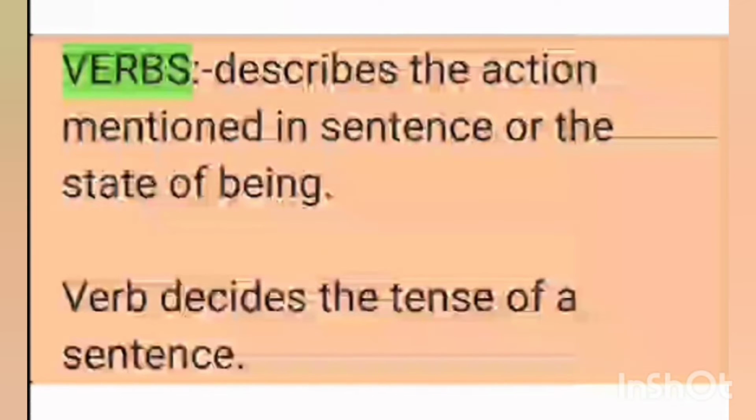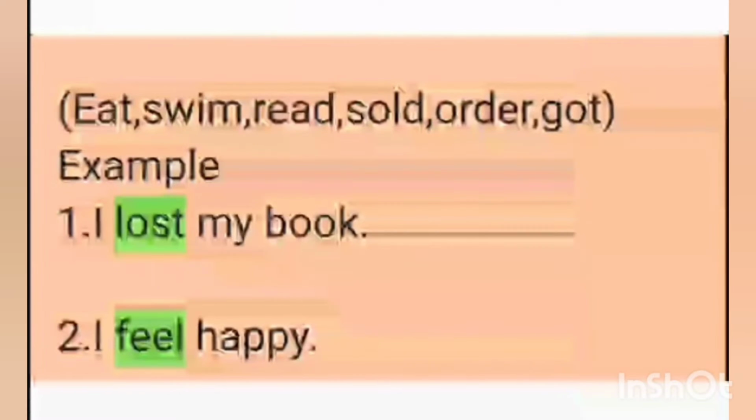Let's see the examples. Here are a few examples. Eat, swim, read, sold, order, got, etc. So as we told, the verb decides the tense of a sentence. We can take the example eat. Eat is a present tense, right? When we consider it in the past form, that becomes ate. And if it is in future form, it will be will eat, right? So the verb will be deciding the tense of a sentence.